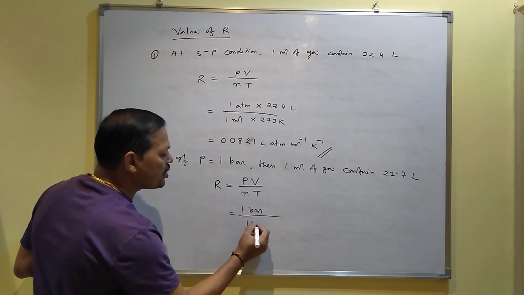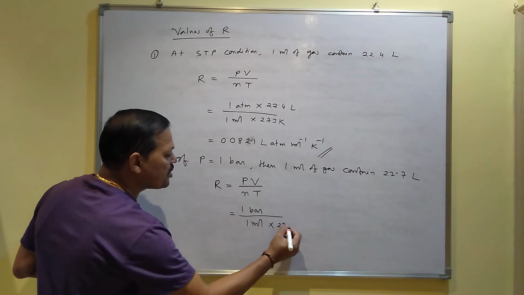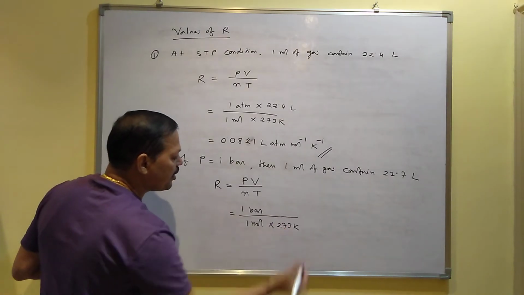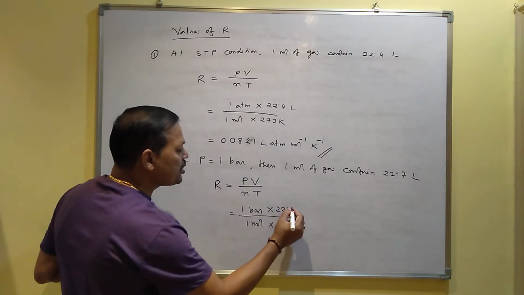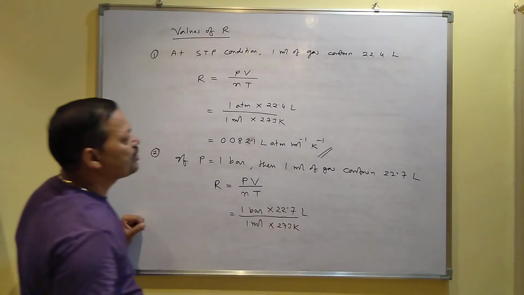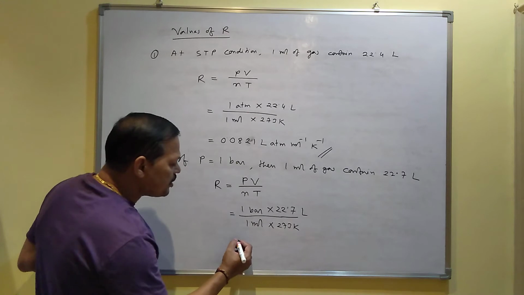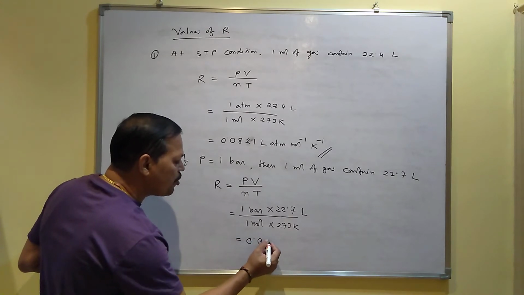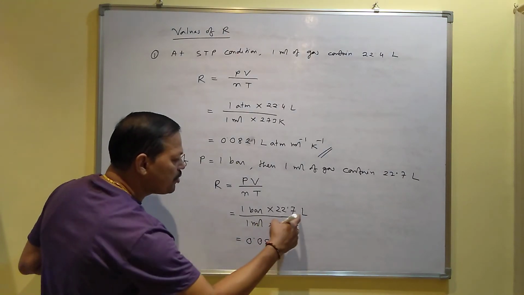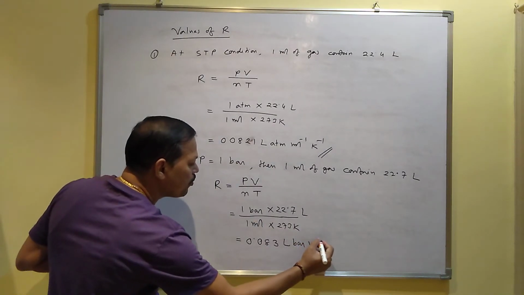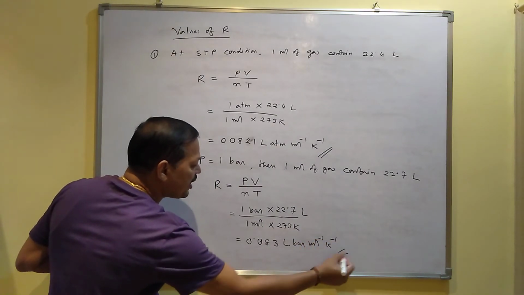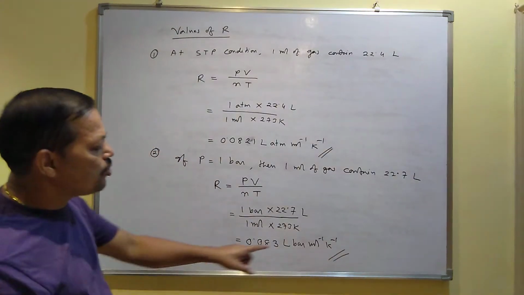Number of moles, when you consider 1 mole, temperature is 273 Kelvin at STP, and volume, since it is bar, you have to consider 22.7 liter. So after calculation you will get the value 0.083, and the unit will be liter bar per mole per Kelvin. So this is another value of R in terms of liter bar.